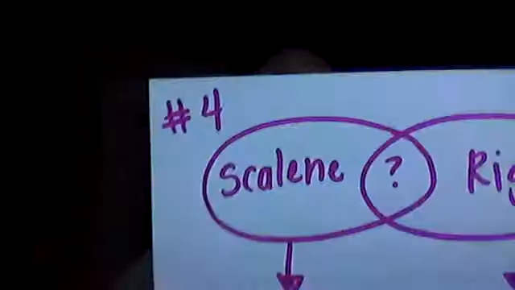Alright, moving on. Let's move on to that same side, but question number 4, which is down here at the bottom. Okay? It says, look at the diagram. It says, which is an example of a triangle that is both scalene and right? Okay, so I want something that fits in between both of those things because I want it to be scalene and I want it to be right.